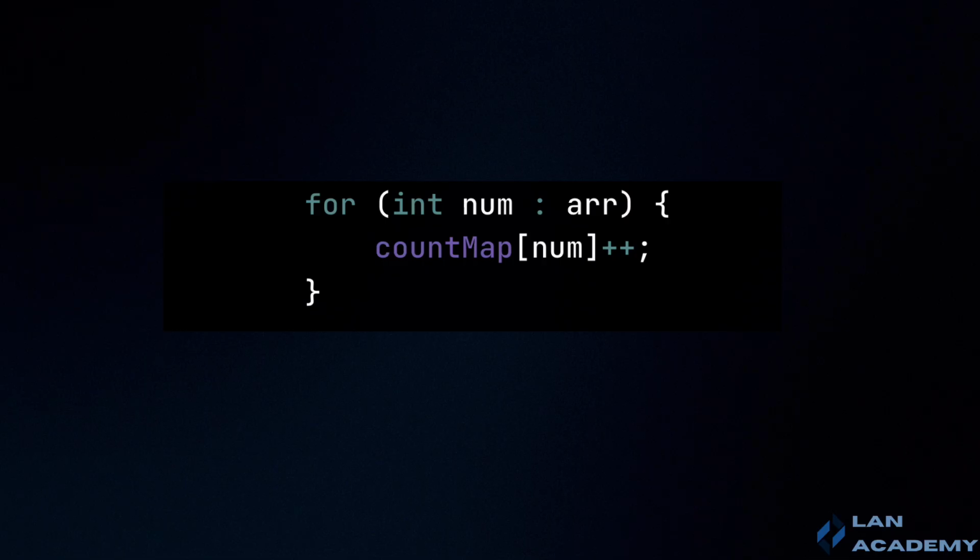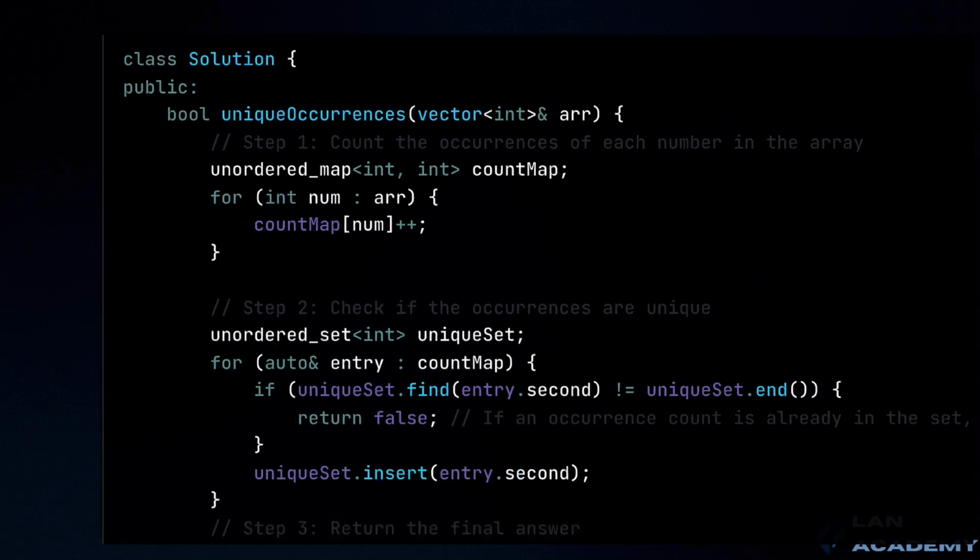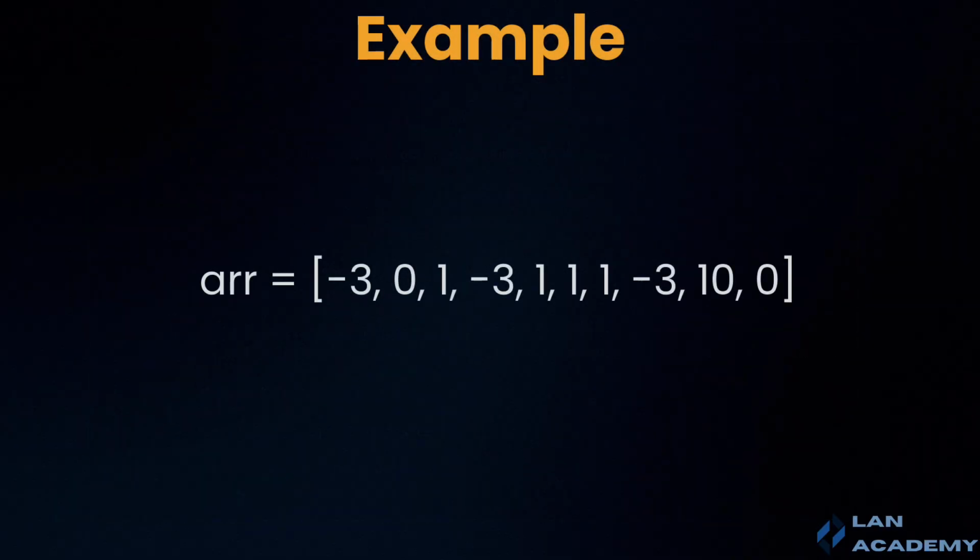For each element with the key num in R, the value associated with the key num in CountMap is incremented. If num doesn't already exist in CountMap, a new entry will be created with an initial value of 0, which will then be incremented to 1. As an example, let's consider that r equals -3, 0, 1, -3, 1, 1, 1, -3, 10, 0.